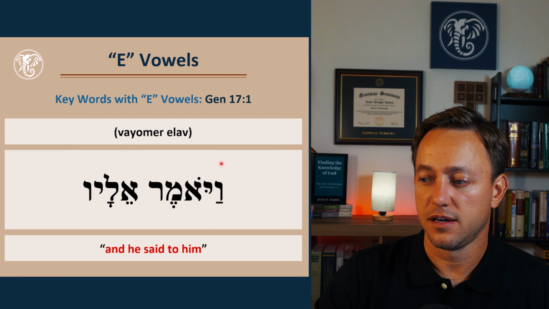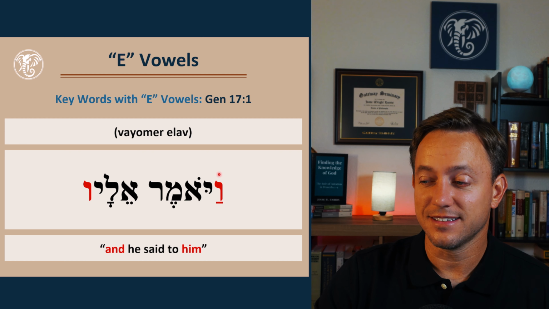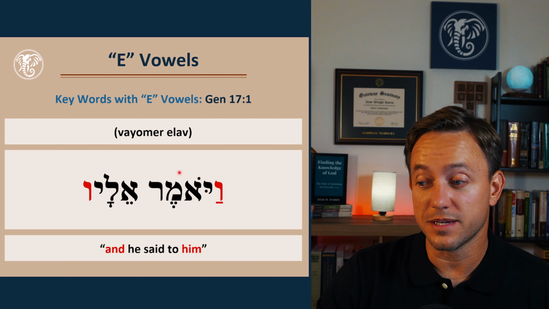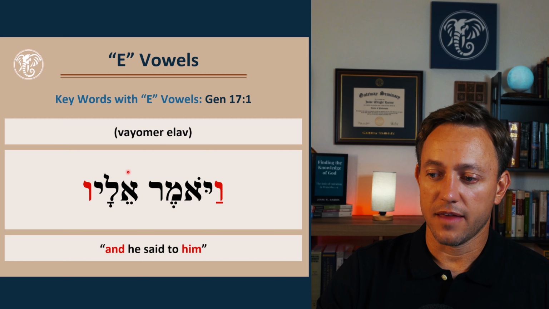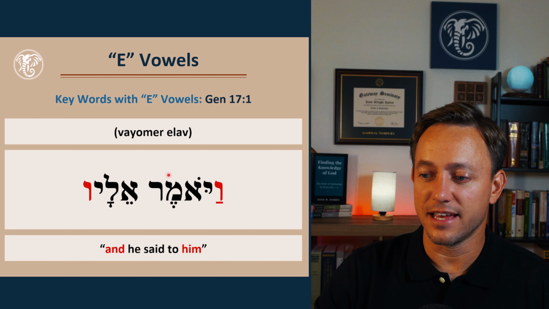Va Yomer Elav. And so what do we have here? We have "and" again. And then Yomer means to say or to speak. And then we have Elav. So, and he said to him.